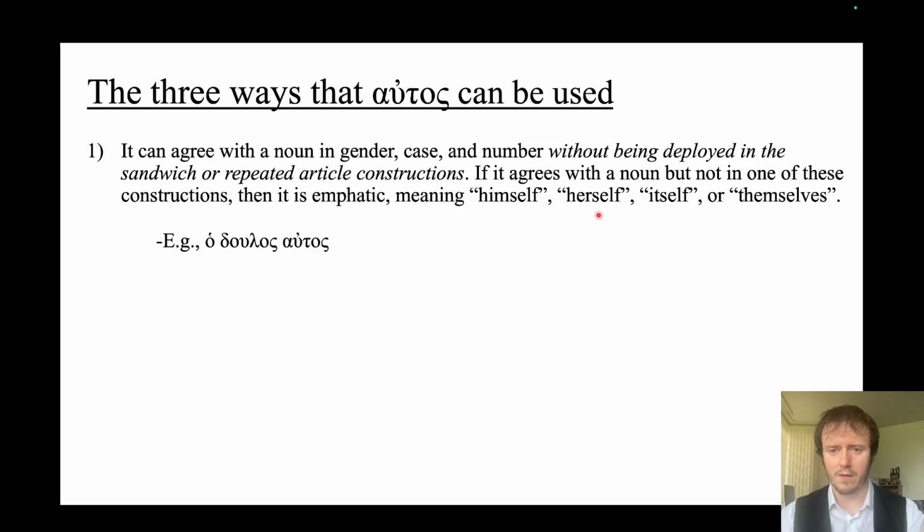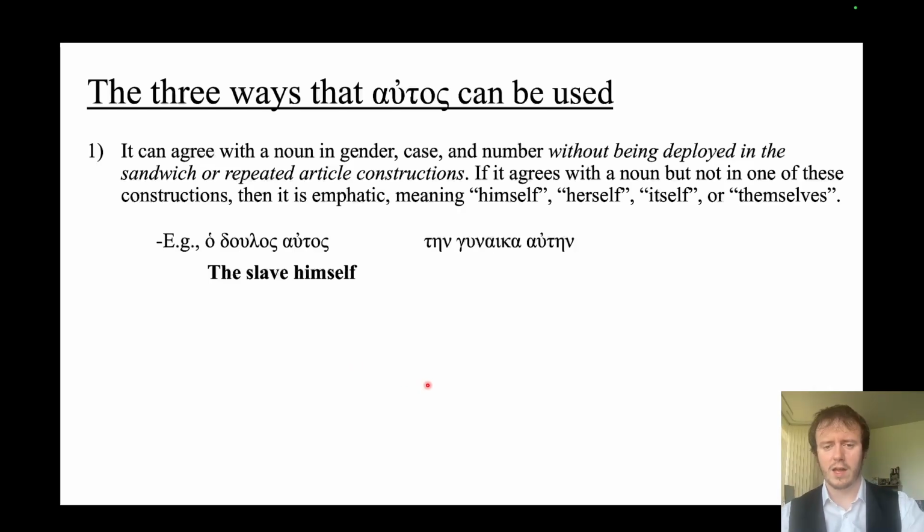Namely, himself, herself, itself, or themselves. We tell from the context which of these ones it is. Since it's the slave, it must be himself. Okay? Since we've got a male slave here, we're going to say the slave himself. The slave himself. In the nominative, that is.